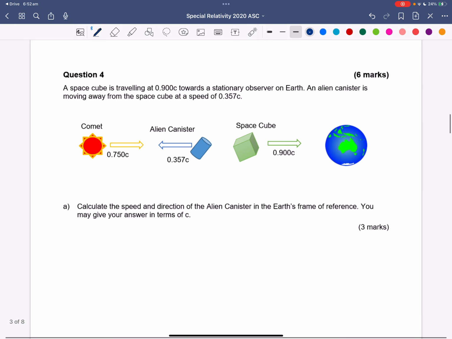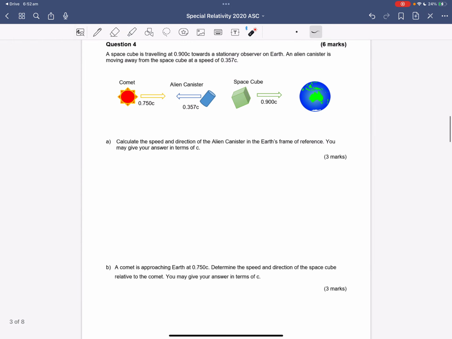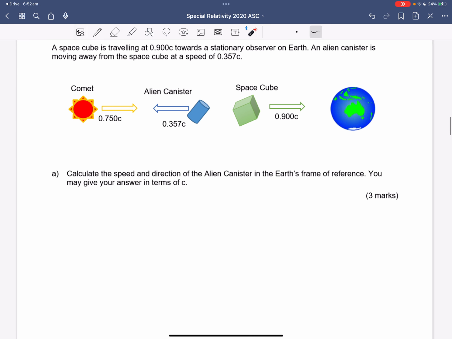Alrighty, now I see lots of objects, lots of velocities, so this makes me think this is a relativistic velocity addition question type. The only thing confusing me a little bit is that there are 4 objects: comet, alien canister, space cube, and Earth. And remember, with questions like these, we usually are meant to have only 3 objects, okay?